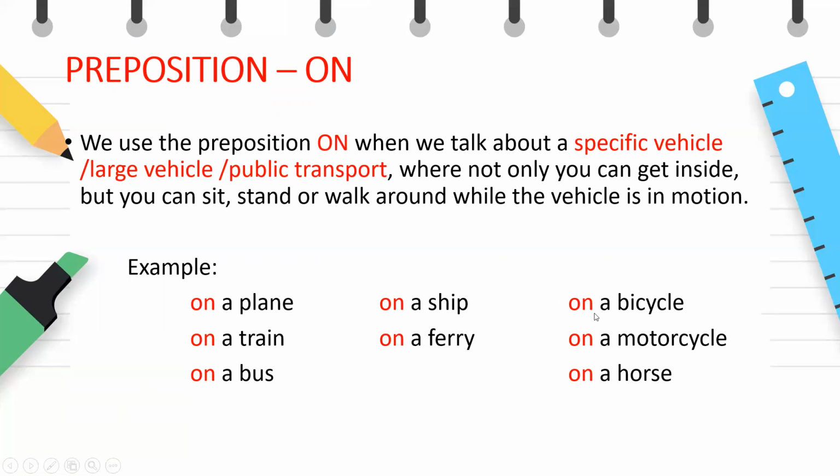Also, you can say on a bicycle, on a motorcycle, on a horse. So this means sitting with the object onto you. So you cannot go in a bicycle, but you're on a bicycle, on a motorcycle, on a horse.